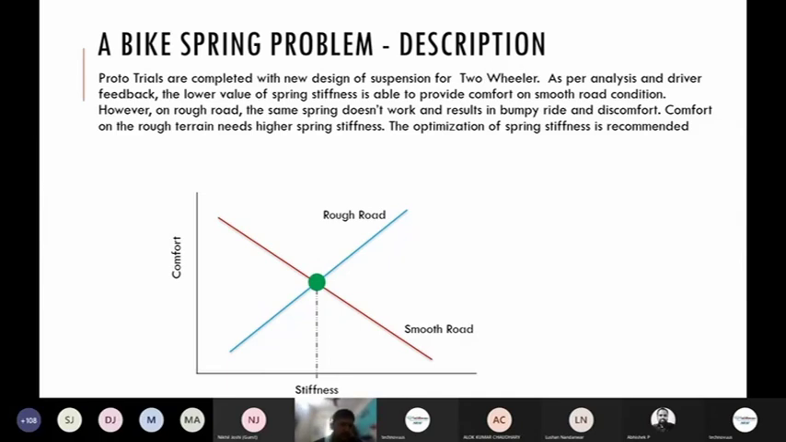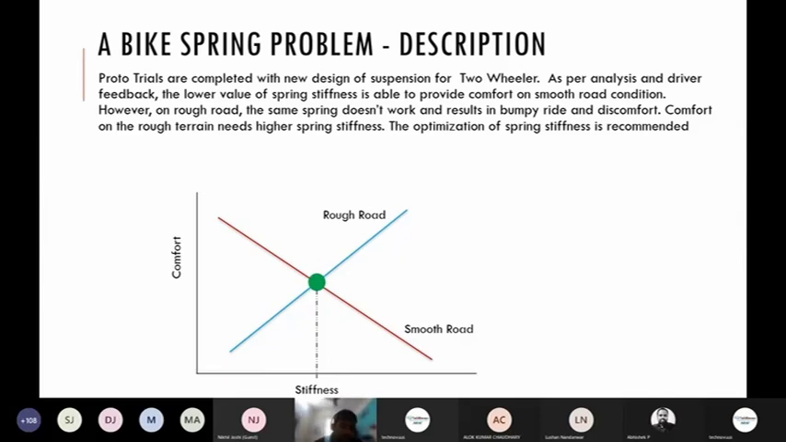On the x-axis, we have comfort. On the y-axis, we have stiffness, right? So it says simply there is a trade-off. If I want to improve the stiffness of my spring, the comfort on the smooth road goes down, but the comfort on the rough road improves, and vice versa. And then we intersect these curves and we say this is the optimum stiffness.